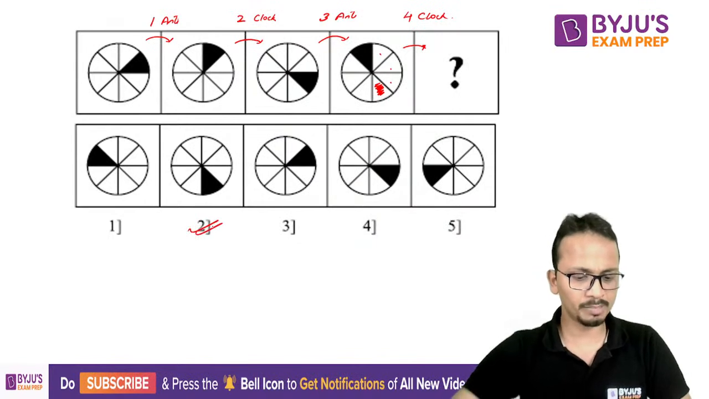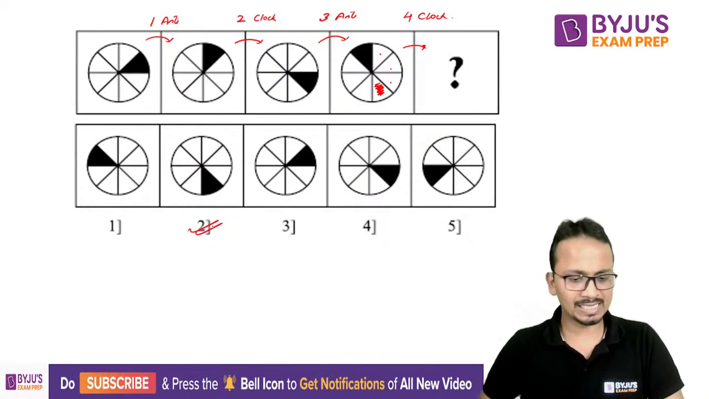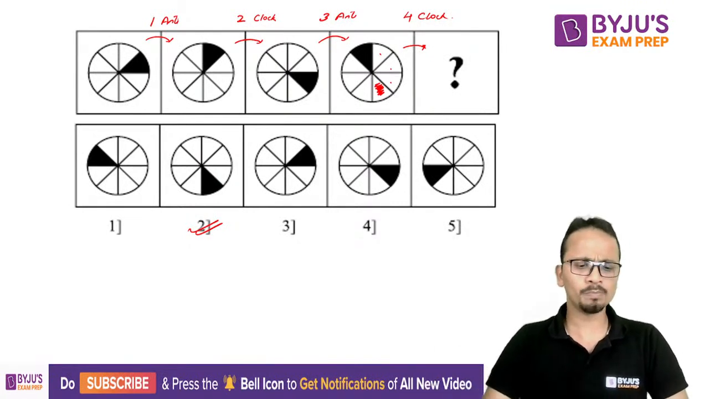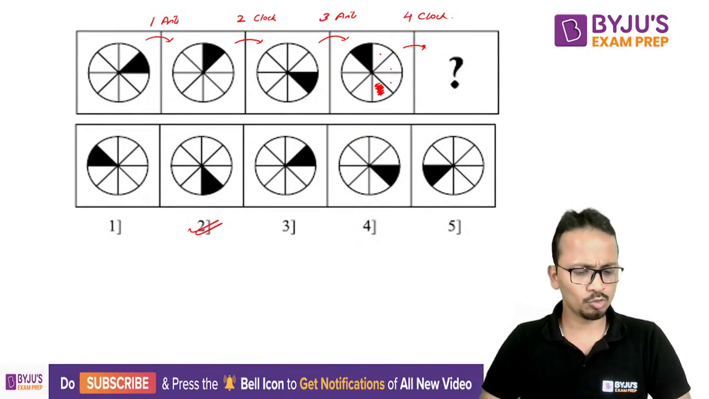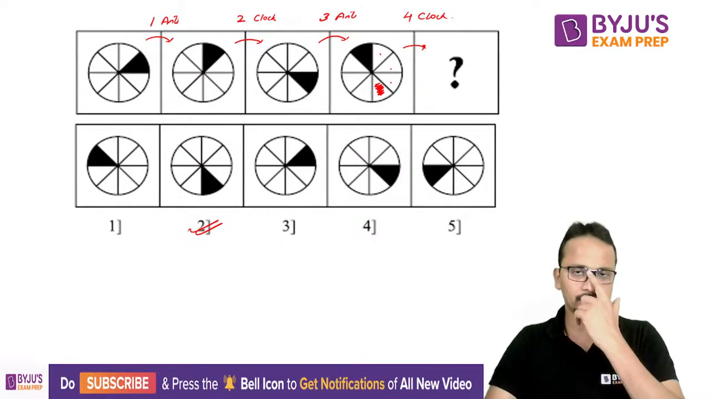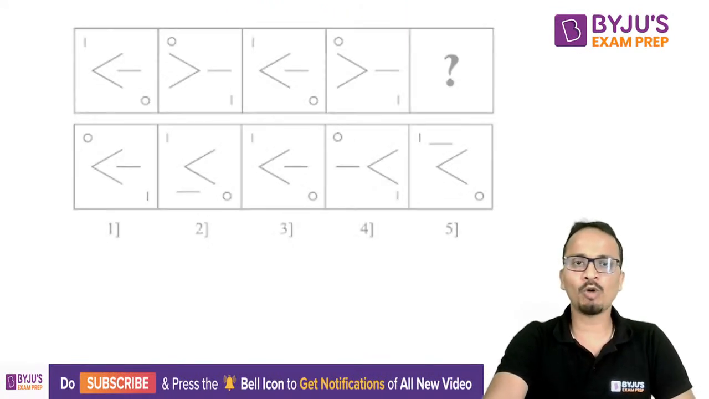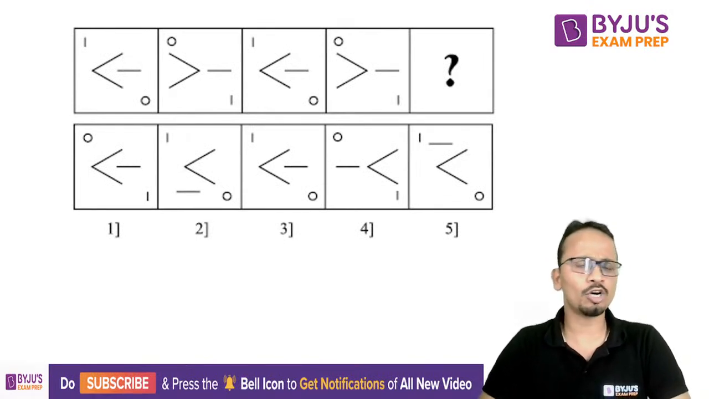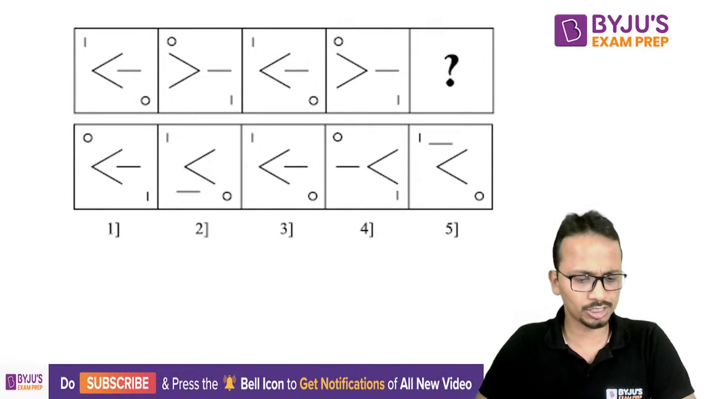So yes, figure number 2 is the correct answer, and that is correctly given by almost all of you. Some of you have made a mistake, but I hope once I have explained the logic, you have understood this one. Okay, now let's move on to the next one. Again, an easy one. Just look at the movement of the symbols that are there in this box.